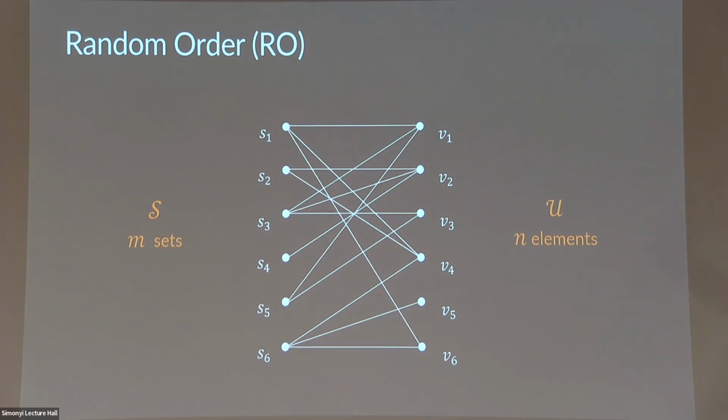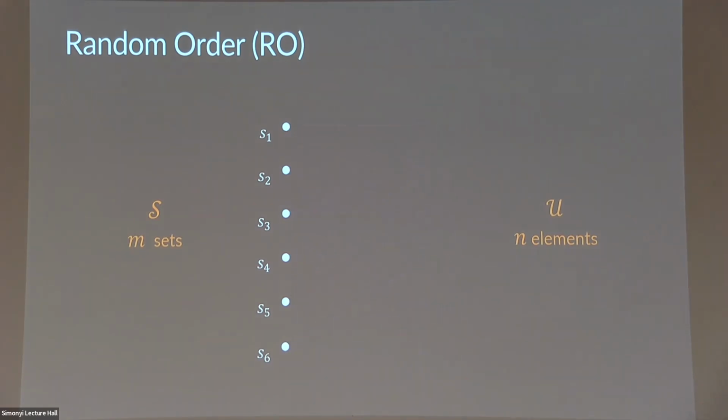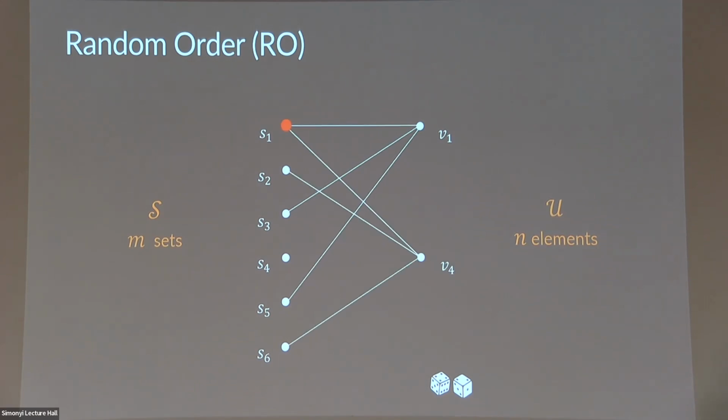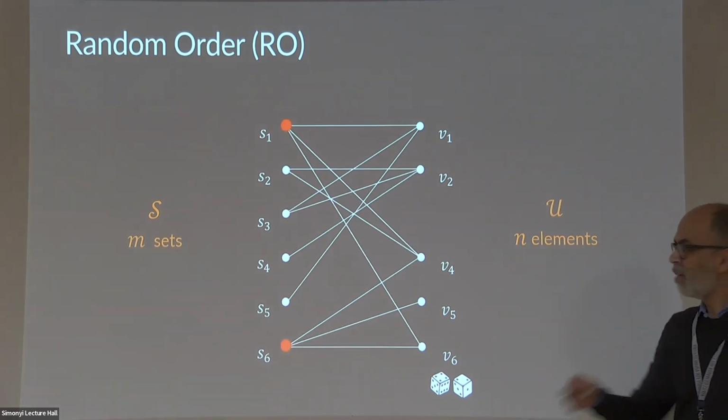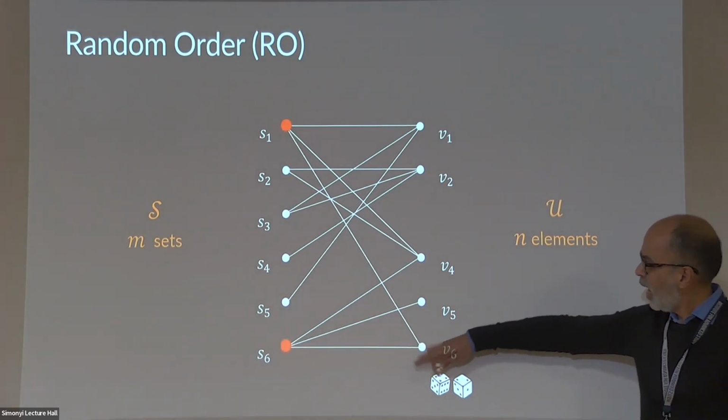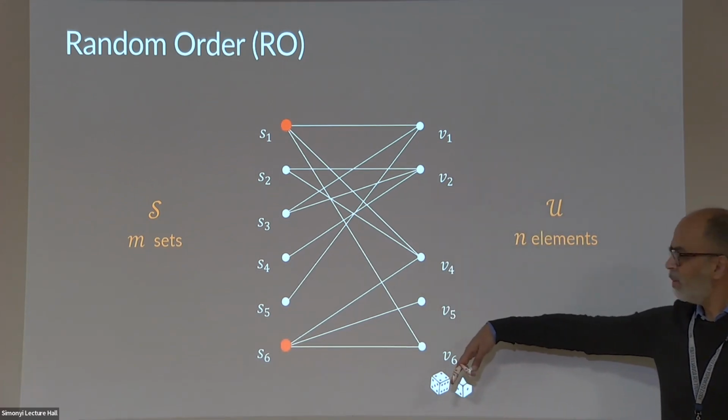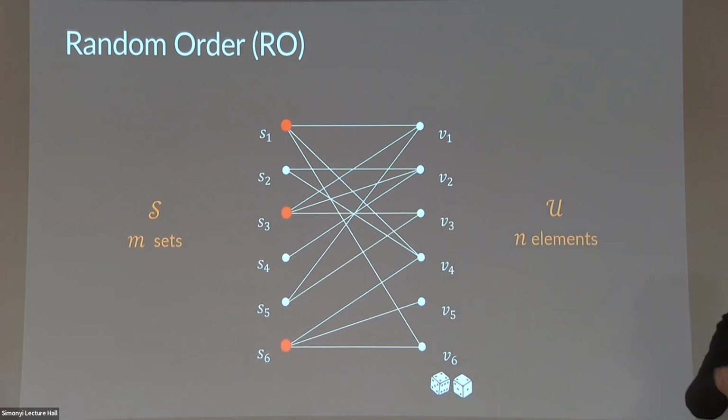Suppose the adversary fixes the instance, but now the elements come in random order. So the first element comes, and then maybe some other element comes, and then some other element comes. Maybe we can do much better, because in the online model, the hardness is coming from both the instance and the ordering. So we wanted to tease apart these two sources of hardness.